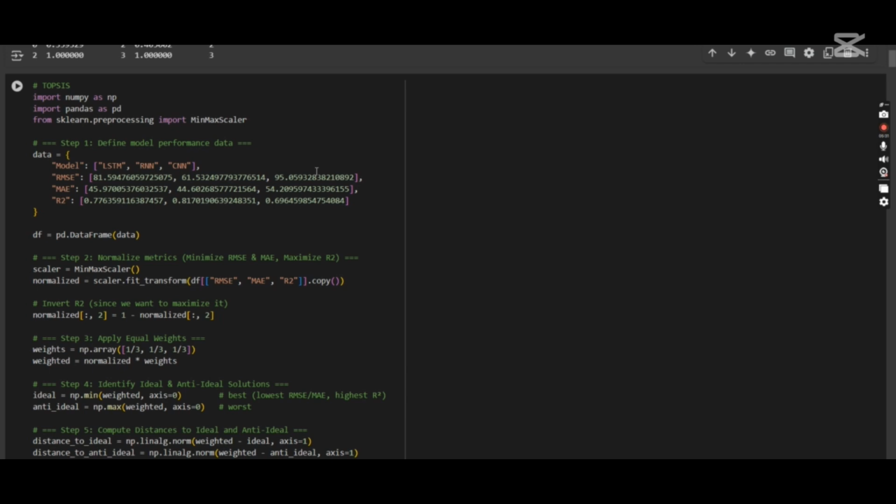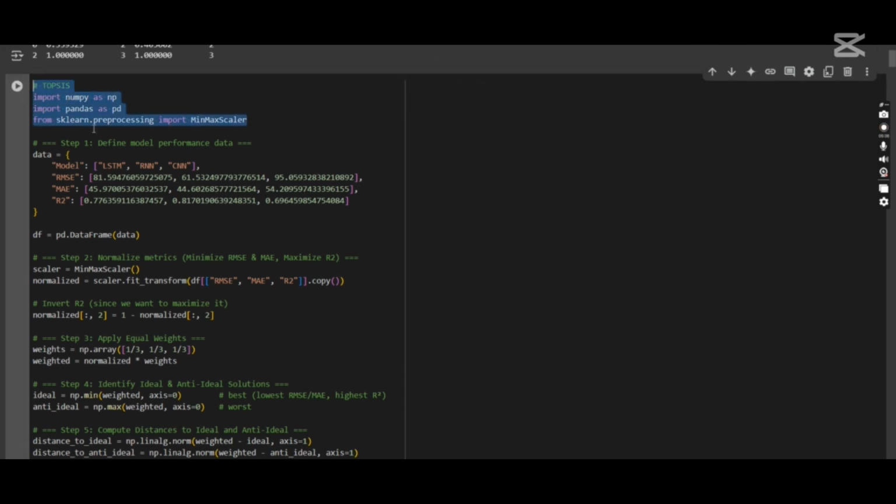So let's visit the code. Here you can see again I have imported the library, and this is basically the data, that is the statistical performance indicators, and this data is basically uploaded to the data frame.